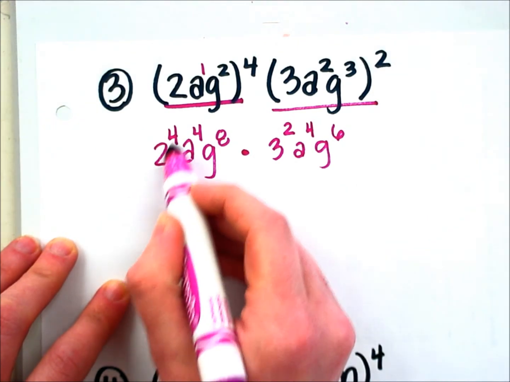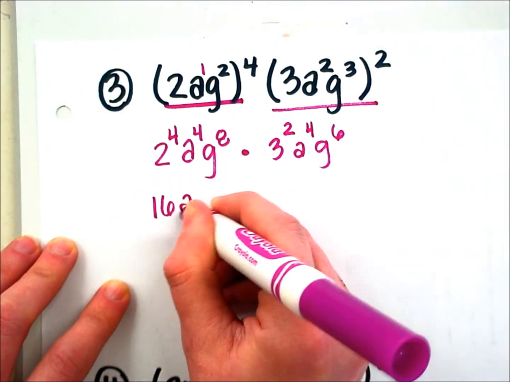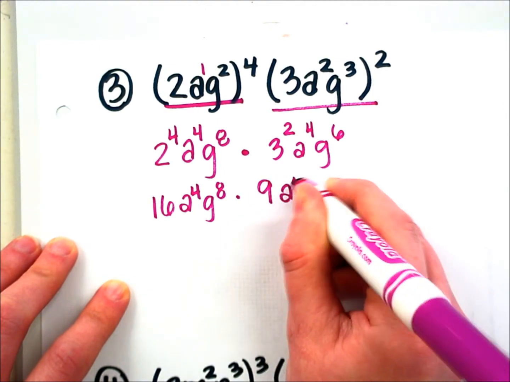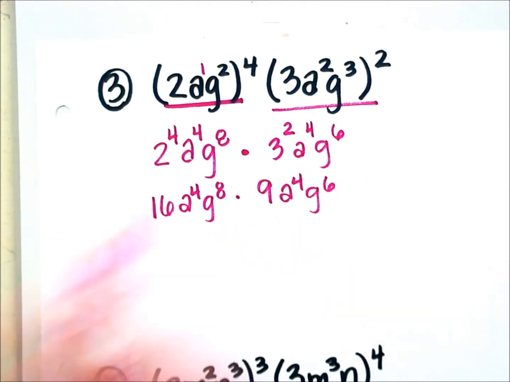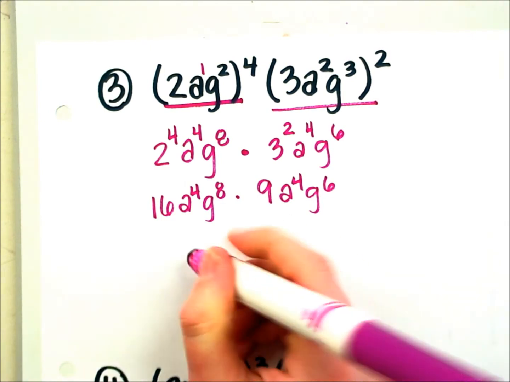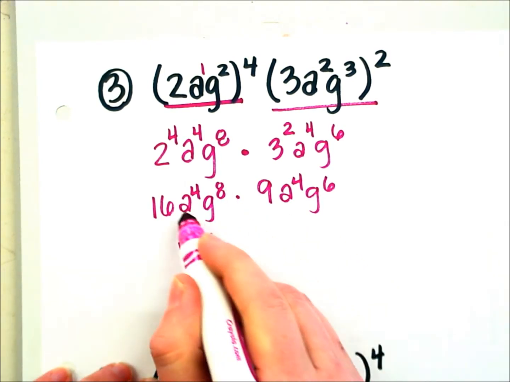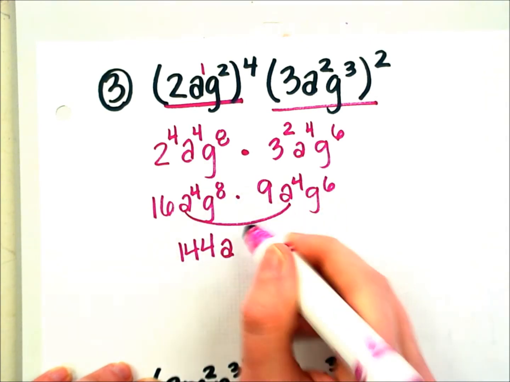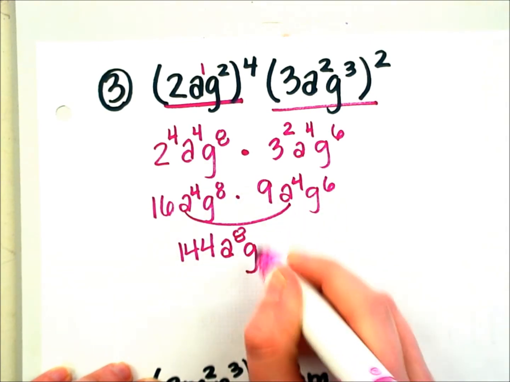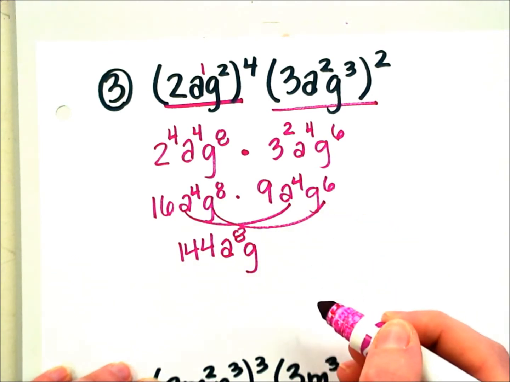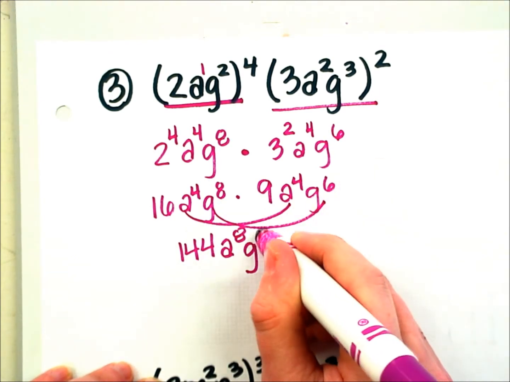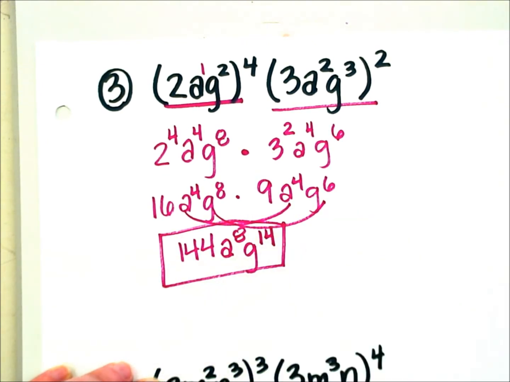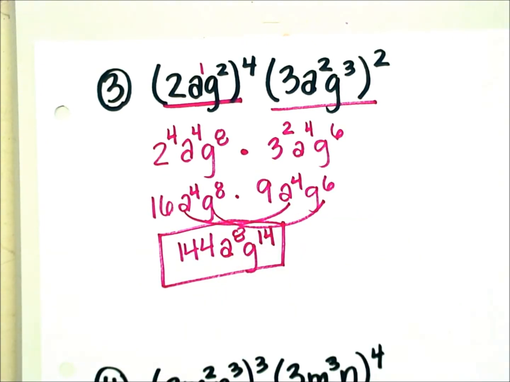So 2 to the 4th power we know is 16. And 3 squared we know is 9. So now I'm going to go ahead and do 16 times 9 to give me 144. A to the 4th times a to the 4th. Remember, you're adding those exponents. So that's a to the 8th. And g to the 8th times g to the 6th. Add the exponents. 8 plus 6 is 14. So we get 144 a to the 8th, g to the 14th.